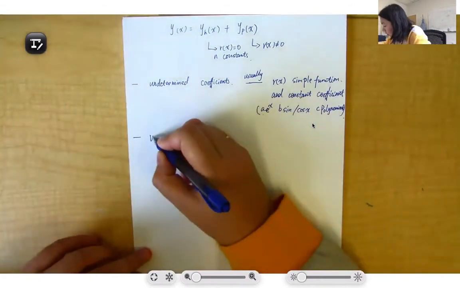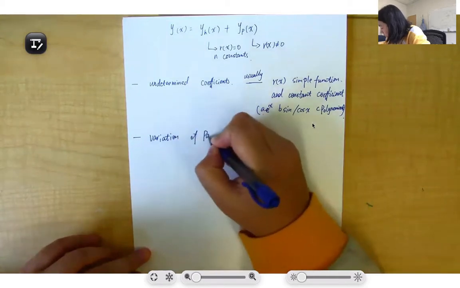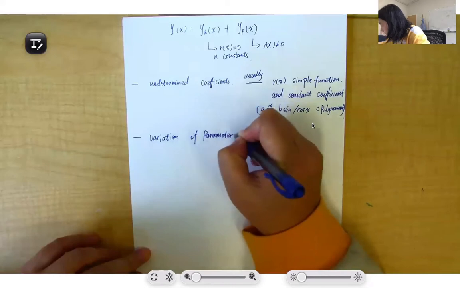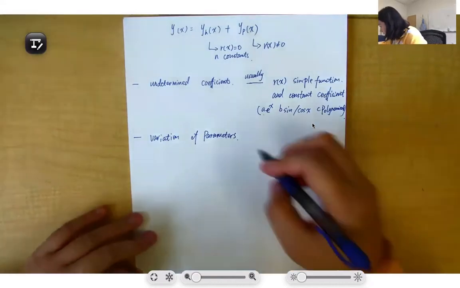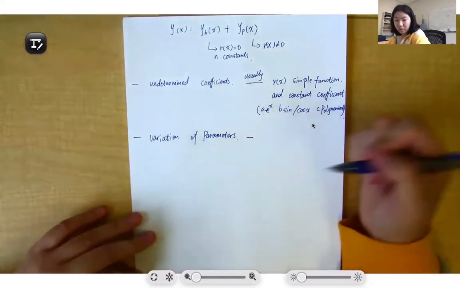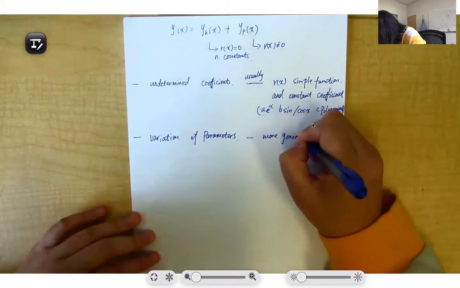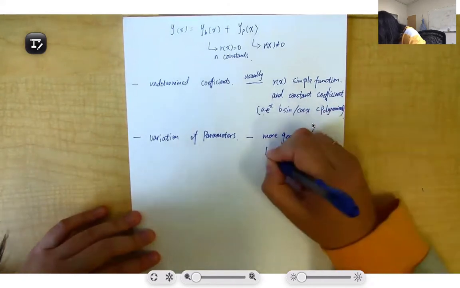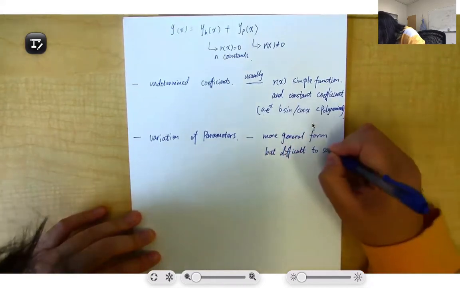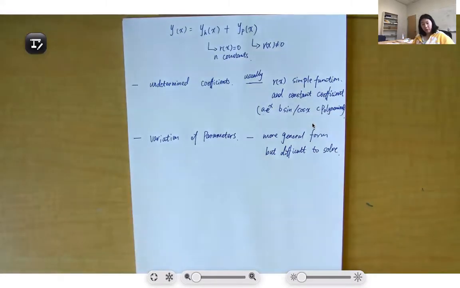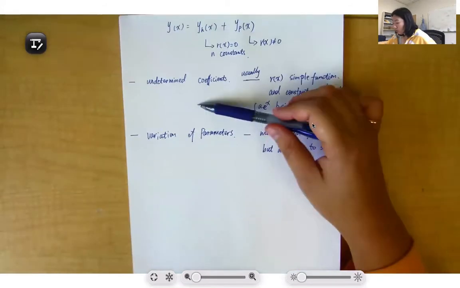Another method is called variation of parameters. This is a more general method to solve for the particular solution, but it is more difficult to solve. And we will introduce two different examples using these two methods. We will introduce undetermined coefficients first.